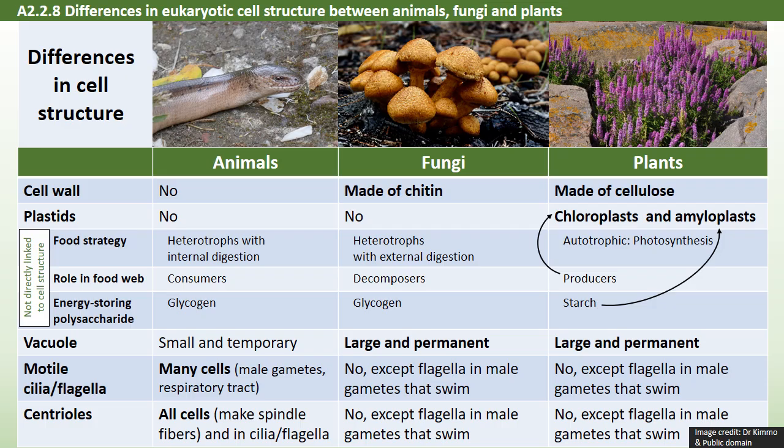Fungi don't have motile cilia or flagella, except flagella in male gametes that swim, and not all male gametes swim in fungi. Plants, same thing there. No motile cilia or flagella generally, except flagella in male gametes that swim. And again, only in some species do male gametes swim.